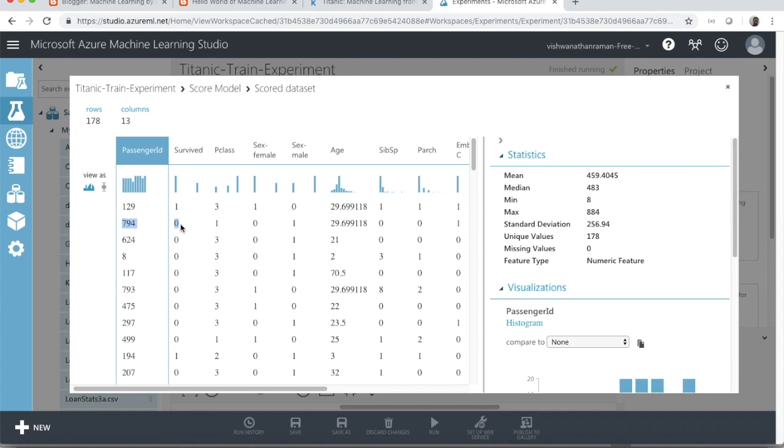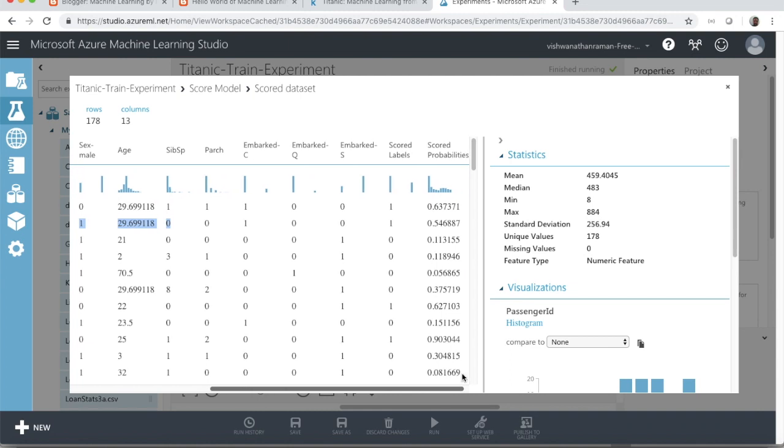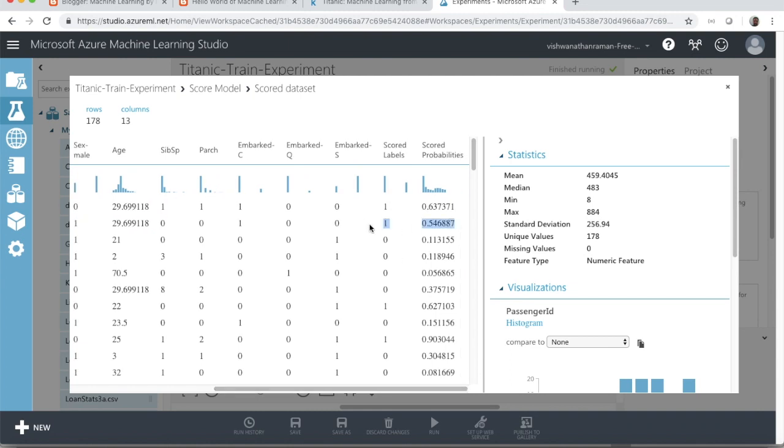So let's look at passenger number 794. You can see here that in reality the passenger did not survive the Titanic crash, and here you can see that we're predicting that the passenger did survive the Titanic crash. And these are the misclassifications that we need to look through and iron out.